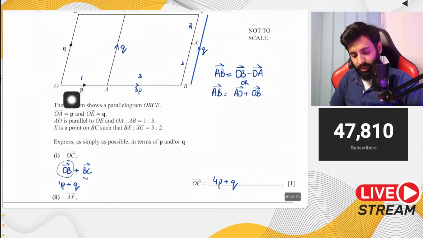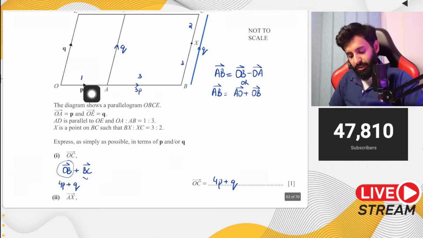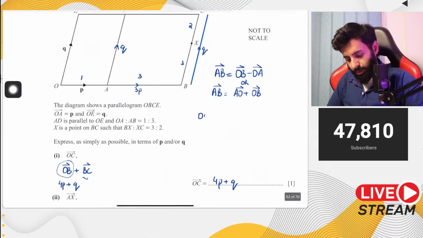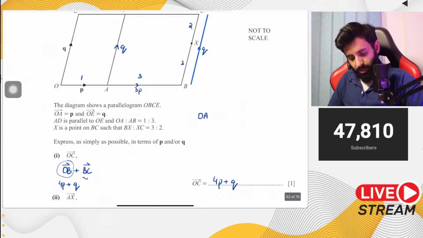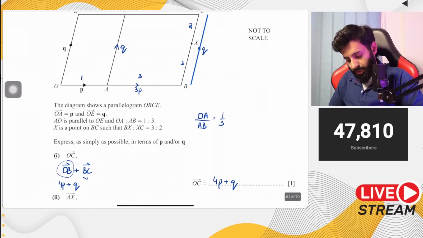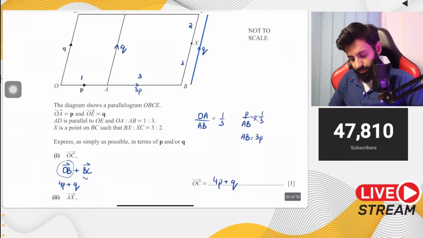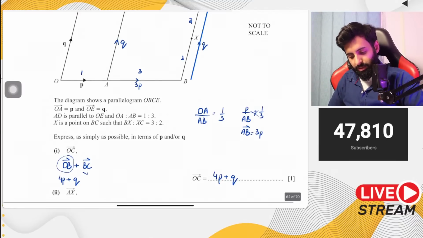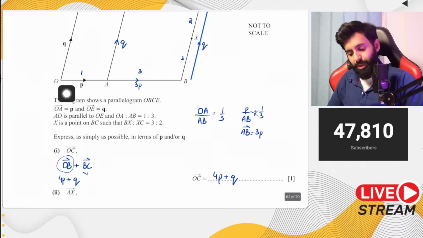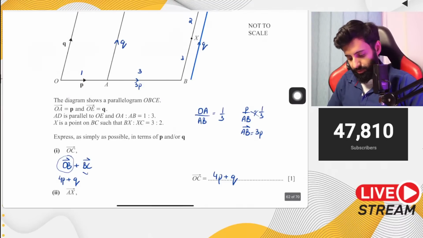I'll explain this again. OA is P, and since OA and AB are in the ratio 1:3, if you want to do it formally, here's what you can do. I'm going to erase this. OA and AB are in the ratio 1:3. So what's OA equal to? OA is equal to P. What's AB equal to? We don't know. Since they're in the ratio 1:3, just cross multiply. So you'll have AB equal to 3P. And then don't forget that if you're finding OB, that's going to be P plus 3P, which is equal to 4P.